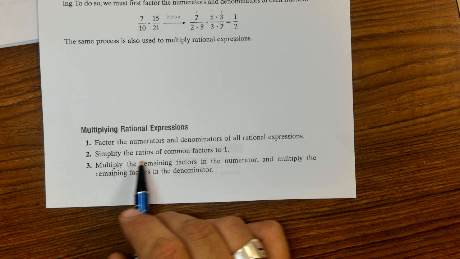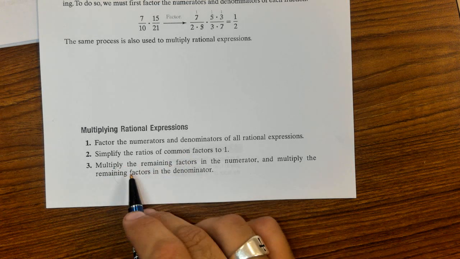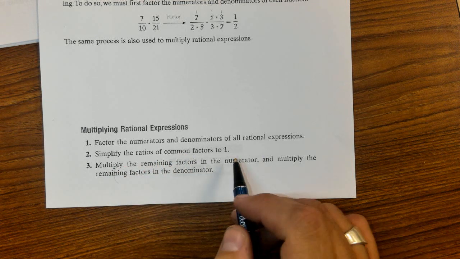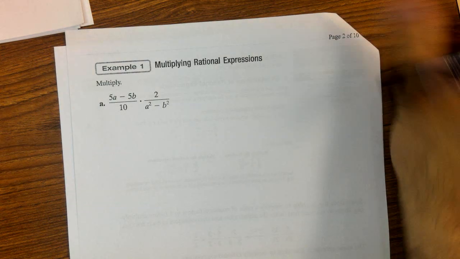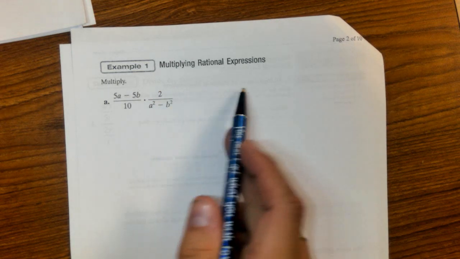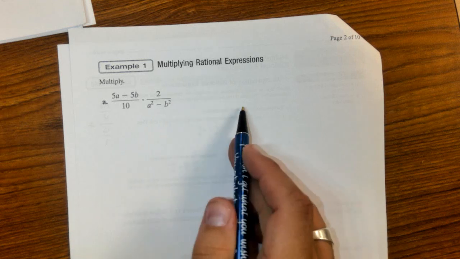And then three, any factors that remain that didn't simplify, multiply them in the numerator, that's what goes in the numerator. Multiply them in the denominator, that's what goes in the denominator. So let's take a look at example 1a. So I have a fraction times a fraction. That is always going to be numerator times numerator, goes in the numerator. Denominator times denominator, goes in the denominator.